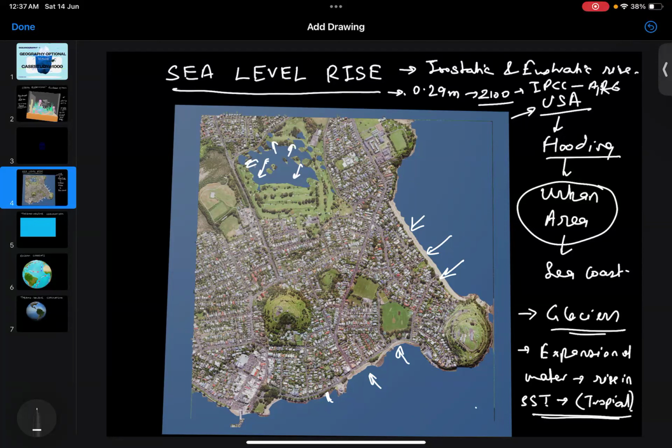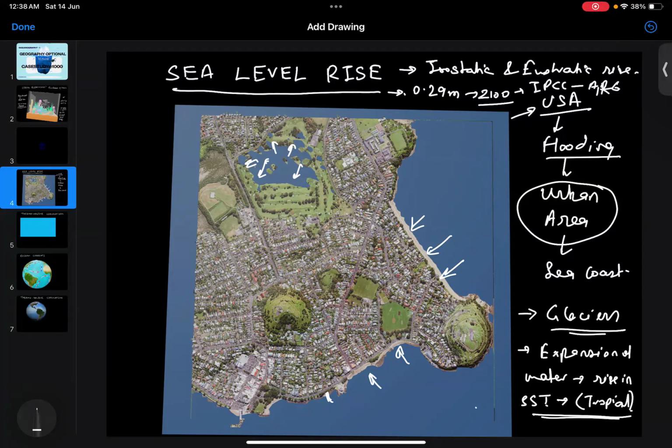Okay, so the impact can be seen with respect to coastal erosion, saltwater intrusion, and displacement of human beings, human settlements, industries, also displacement of various flora and fauna. Okay, so this is one important case with respect to sea level rise.